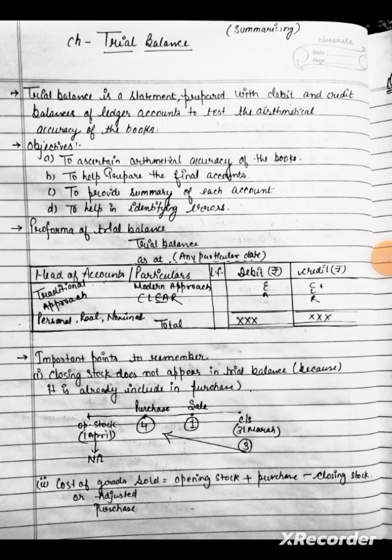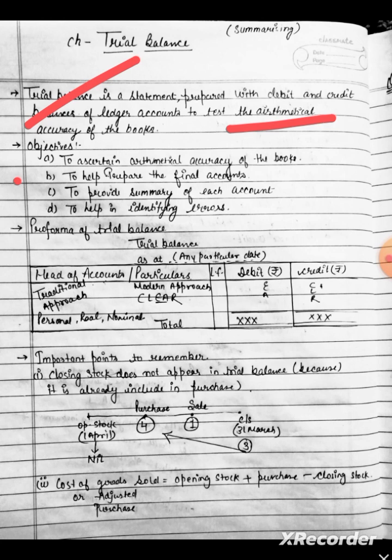In this picture, we understand some points related to trial balance. Trial balance is a statement prepared with the debit balances and credit balances of ledger accounts to test the arithmetical accuracy of the books, that is, whether what is posted from the journal into the ledger is correct or not. The objective of preparing a trial balance is to ascertain the arithmetical accuracy of debit and credit of the ledger books.